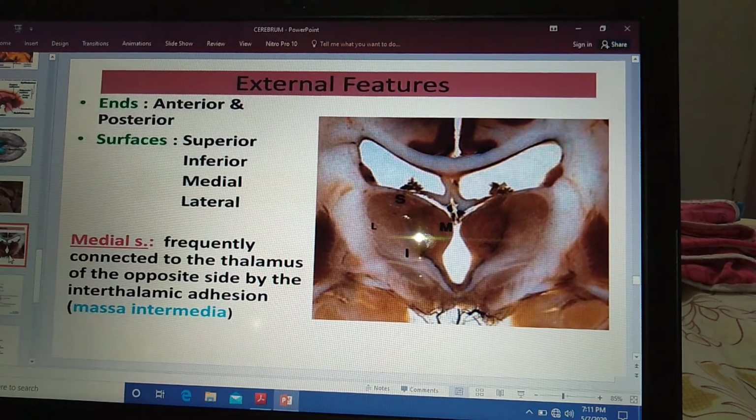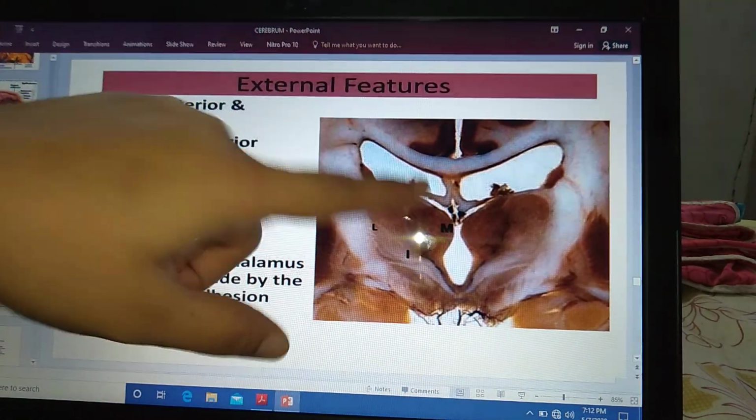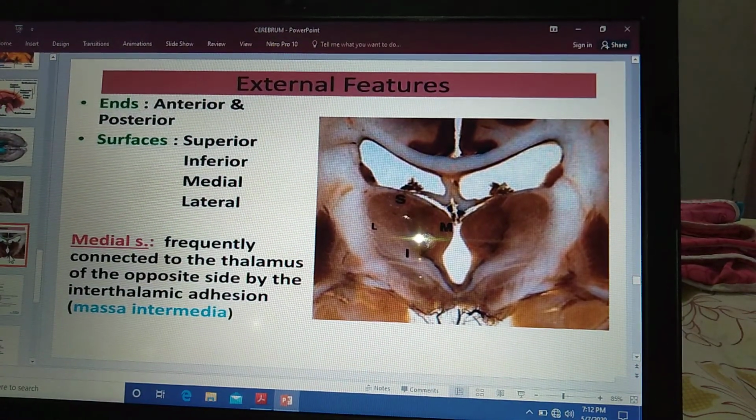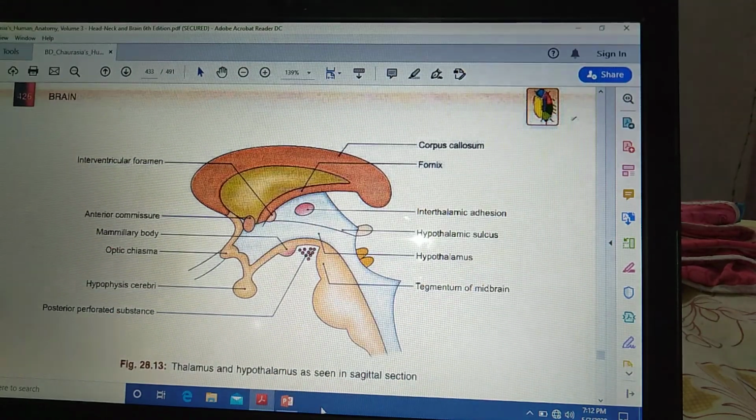Next are the surfaces. The superior surface is divisible into two parts. First, the lateral ventricular part, which forms the floor of the central part of the lateral ventricle, right? And the second is the medial extraventricular part, which is covered by the tela choroidea of the third ventricle, right? That we will see in one more diagram.